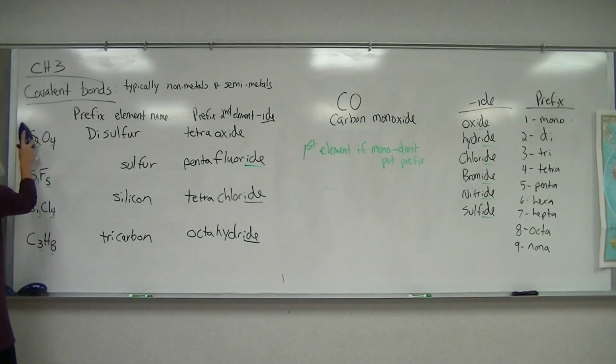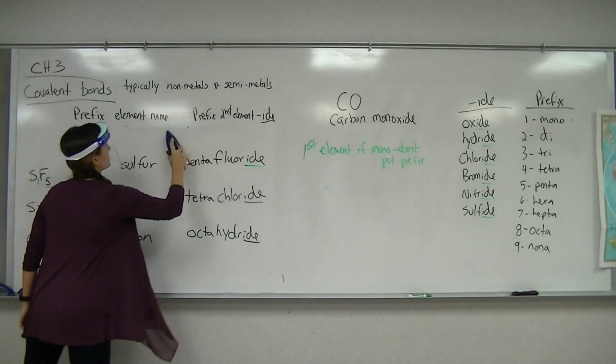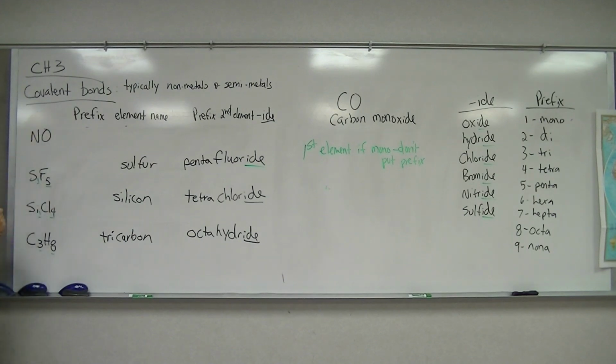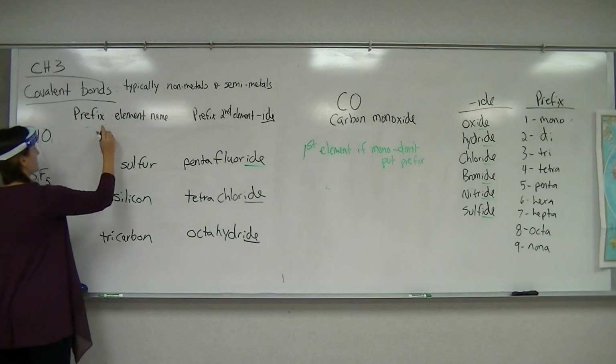You can see, erase the top one. All right, so how many nitrogens are there? One. How many oxygens? One. So if there's no numbers there, you just assume it's a one. So how do we name the nitrogen? Nitrogen. Just nitrogen. There's only one of them, so we're not going to put a prefix.